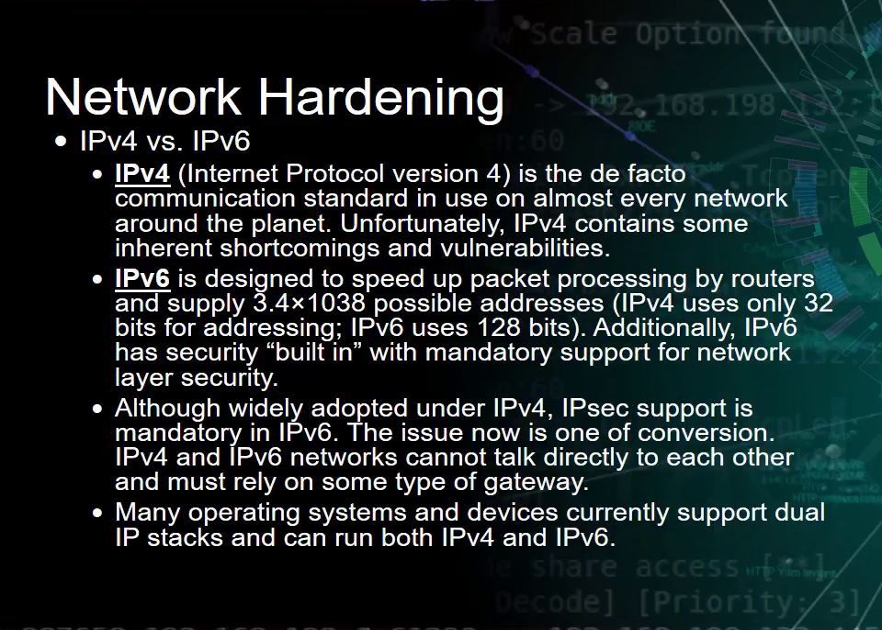IPv4 versus IPv6. As we read in previous chapters, IPv4 is the de facto communication standard used in almost every network around the planet right now. Unfortunately, it contains some inherent shortcomings and vulnerabilities. IPv6 is designed to speed up the packet processing by routers and supply more addresses in the address space. Additionally, it does have built-in mandatory support for network layer security.